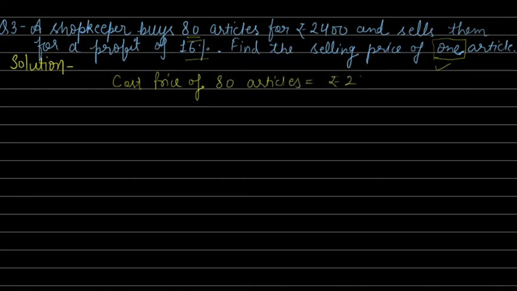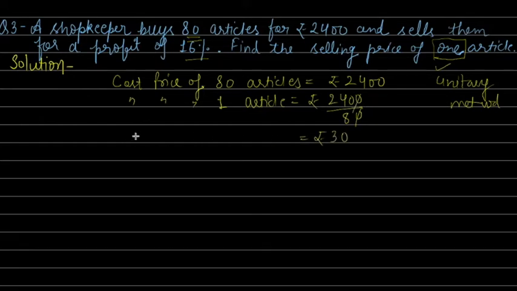Rupees 2400. So using unitary method, which we have done in grade 6, 7 as well. Cost price of one article, how much it will be? We will divide rupees 2400 by 80 and this is cancelled, rupees 30. Now this is your CP of one article.